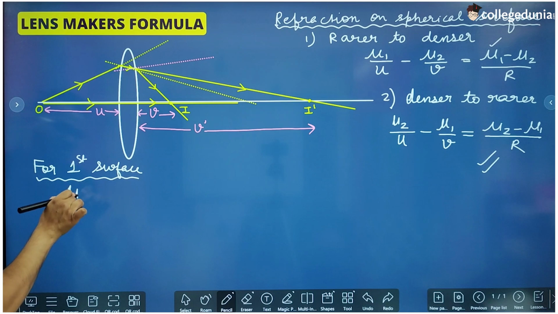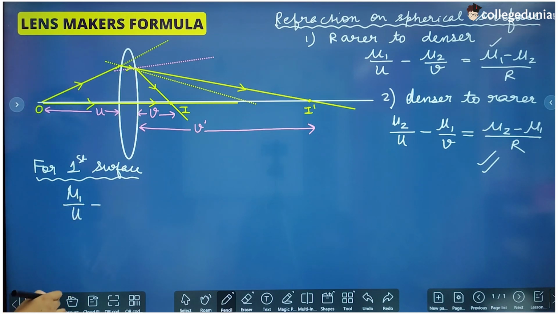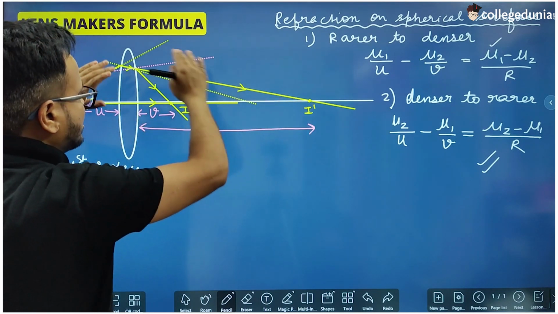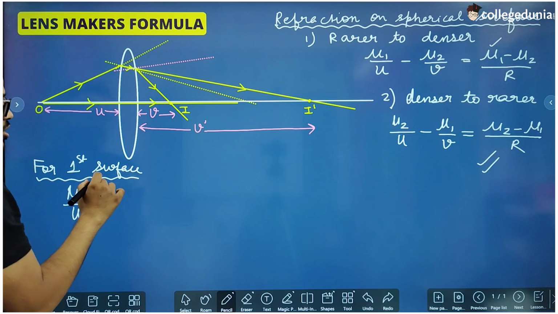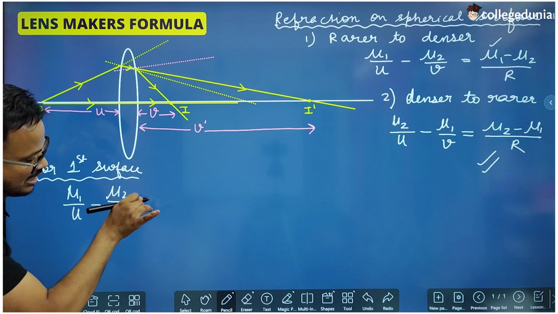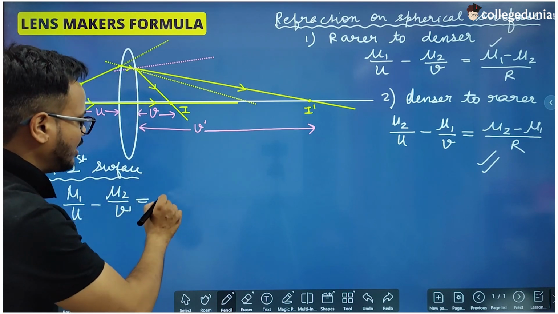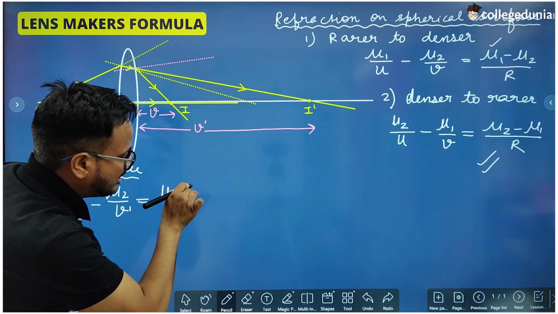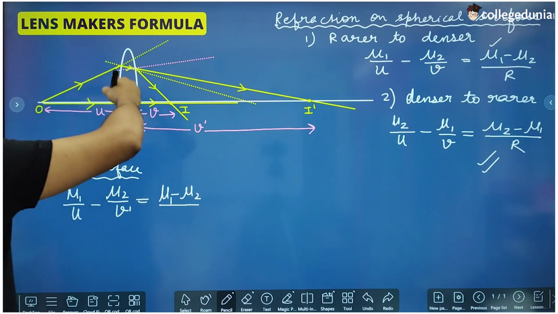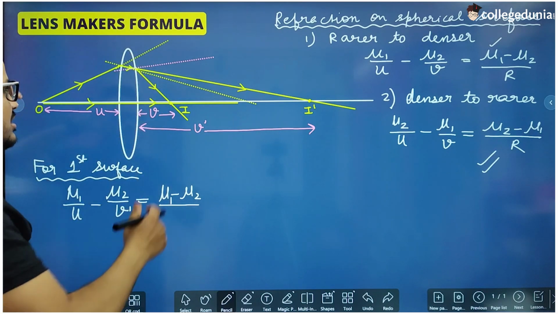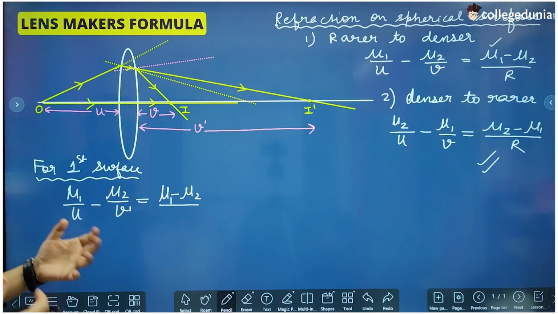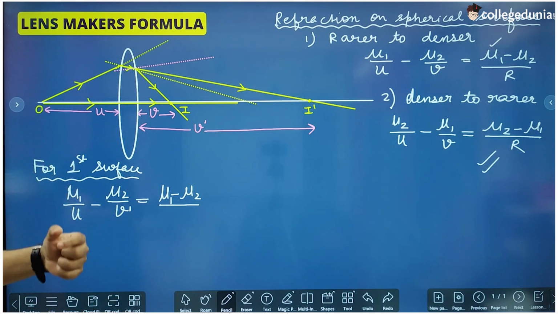For the first surface, the object distance is u, and the image distance is what? For the first surface, the image is not I, the image is I dash. So for the first surface, the image distance is v dash. So it is mu2 by v dash equal to mu1 minus mu2 by, let us say, r1, the radius of curvature of this surface. If the lens is symmetric, then r1 will be equal to r2, but let us not derive the formula for any special case. We are deriving this formula for a general case.